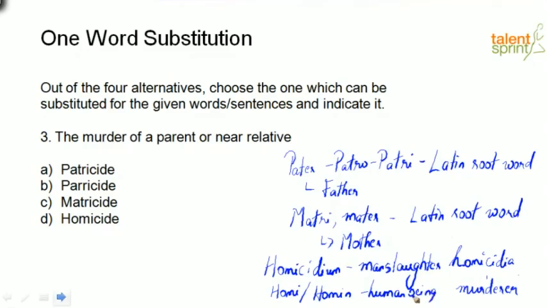Very general. So if I look at all my options, right? I have patricide, which is exclusively saying father, right? So when I say patricide, it's the act of murdering one's father. Parricide, we don't know. Matricide. Matricide means the act of killing one's mother. We just looked at the root words helping us.